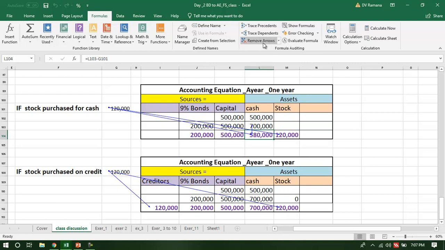Therefore the accounting equation has the ability to record any type of transaction, whether it is cash or credit, related to sales or purchases. Examine and observe the difference in the impact of the transactions on the sources side and the asset side.